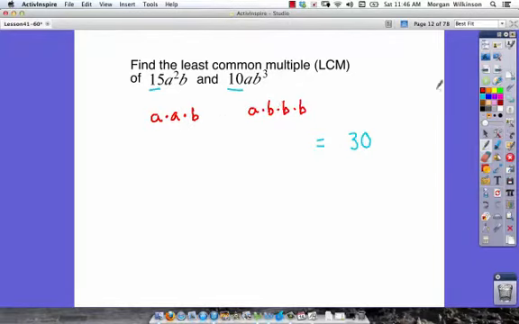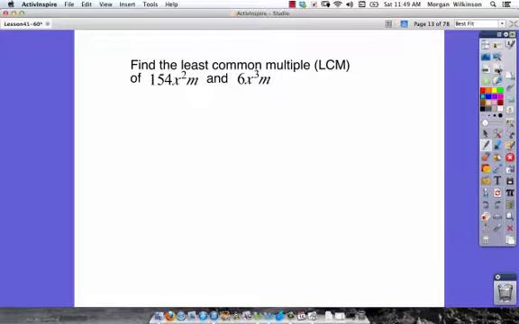more on the left. So we're going to get 30 a squared, and then we've got b and b to the third. The least common multiple of b and b to the third must be b to the third. So we've got an answer of 30a squared b to the third, and we're all done. We can box our answer, and we can move on to the next problem.